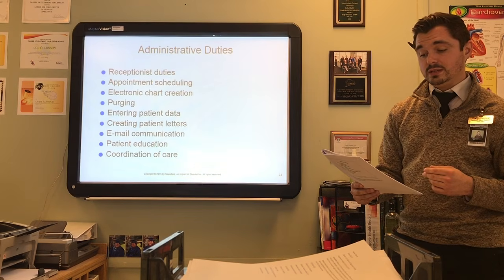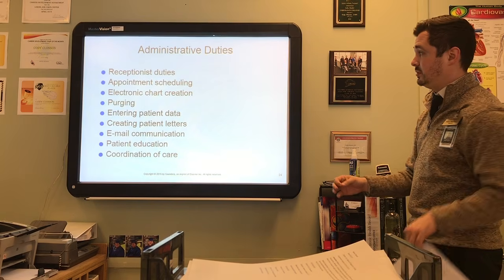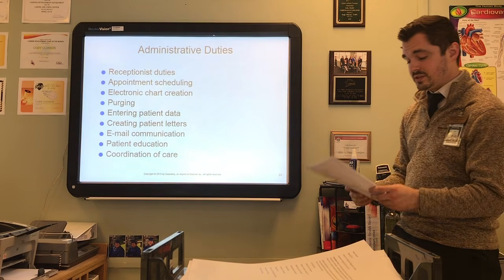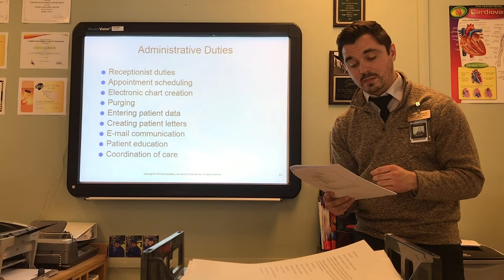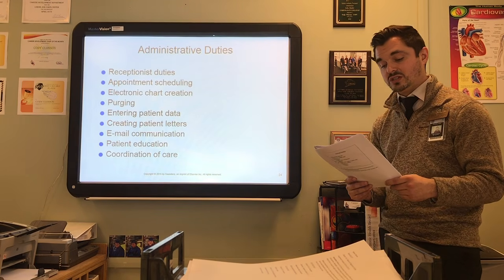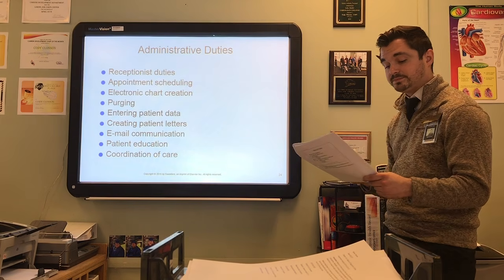Some administrative duties that you're going to see. So we had administrative, we had clinical, and we had legal duties at the very beginning. Now we're going to get into each one of these. The adoption of an EHR system affects many of the administrative duties within the medical office. Medical office personnel will need to adapt to these changes to ensure a smooth transition from paper-based records to EHR systems.